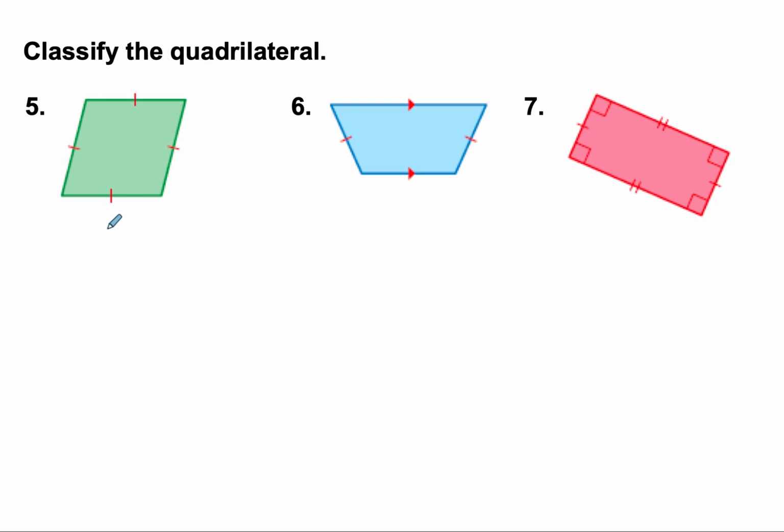All right, here are 3 to try on your own. So go ahead and pause the video and write down your names for these quadrilaterals. All right, so let's check our answers. For number 5, we have 4 equal sides, but we do not have right angles. So that means this is going to be a rhombus. That's the most specific name for it. A rhombus is also a parallelogram.